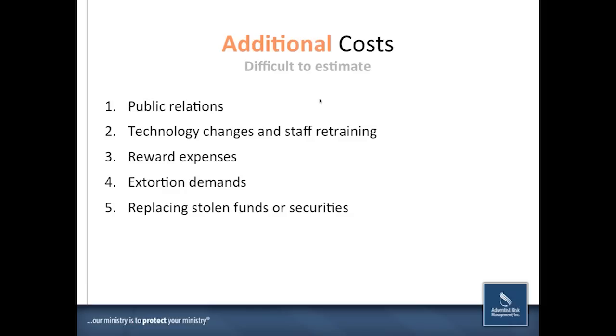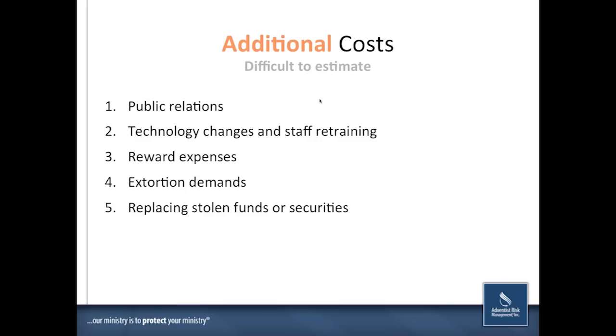So we need to have safeguards in place. Sometimes there are reward expenses when you're trying to find out who did this, and so you have to put up those expenses. What's surprising to me is extortion demands. I mean, this is definitely impossible to predict, but someone is going to use that information that they have, and they're really going to get you to give it up. It does happen. Believe it or not, just like they hold people for ransom, sometimes this data is held for ransom as well.